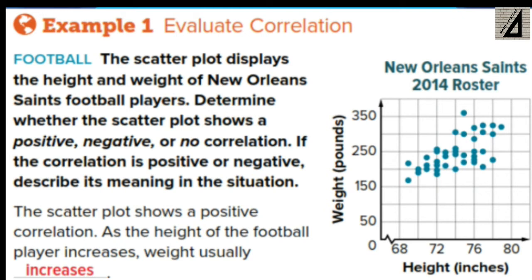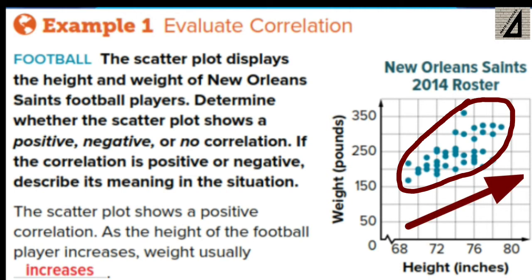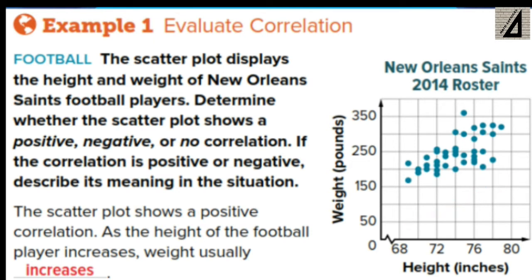So let's look together at the graph. You can find that the points are somewhat close together, and x and y are increasing together. So the scatter plot shows a positive correlation. As the height of the football players increases, weight usually increases. So this is the meaning in the context of the situation: as the height of the player increases, his weight also increases.